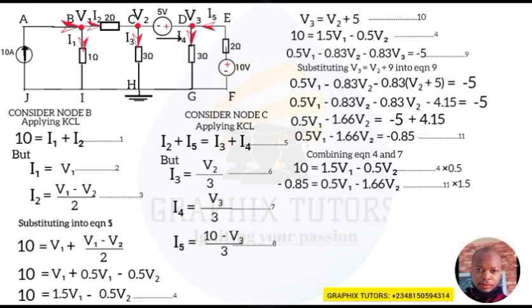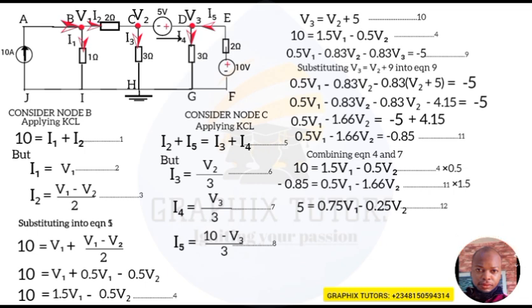If you multiply 0.5 times 10, I'll have 5. If you multiply 0.5 times 1.5 V1, I'll have 0.75 V1. If you multiply 0.5 times 0.5, I'll have 0.25 V2. I'll term that equation 12.